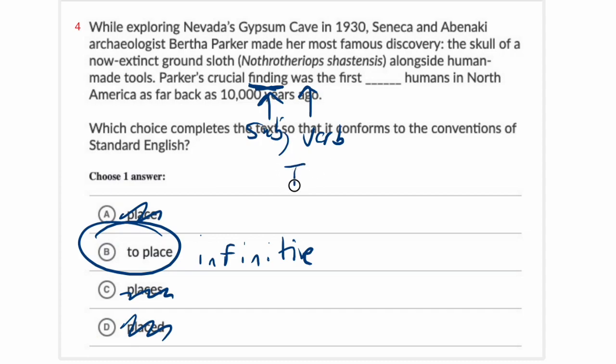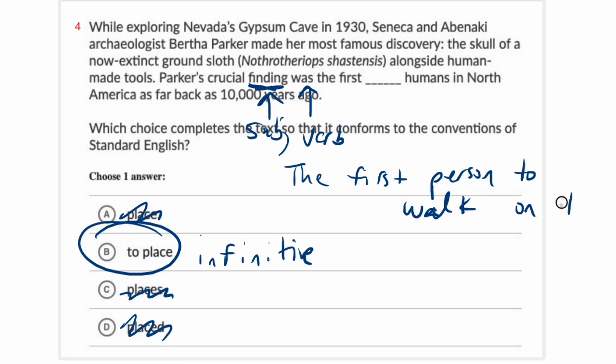It's like, the first person to walk on the moon, allegedly. The first person to walk on the moon. So what is this? This would be called an infinitive phrase, and it's acting as kind of a big modifier. It modifies person, the first finding to place humans in North America as far back. So yeah, we want the infinitive. I would call that a question of verb form.